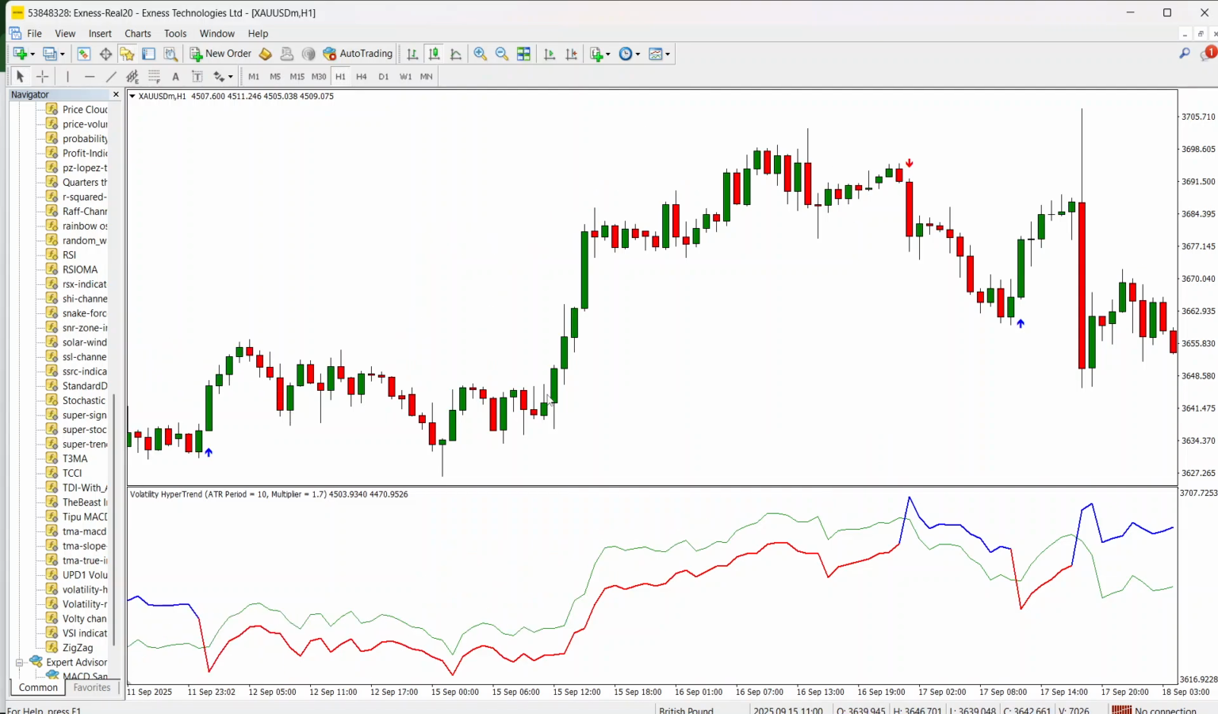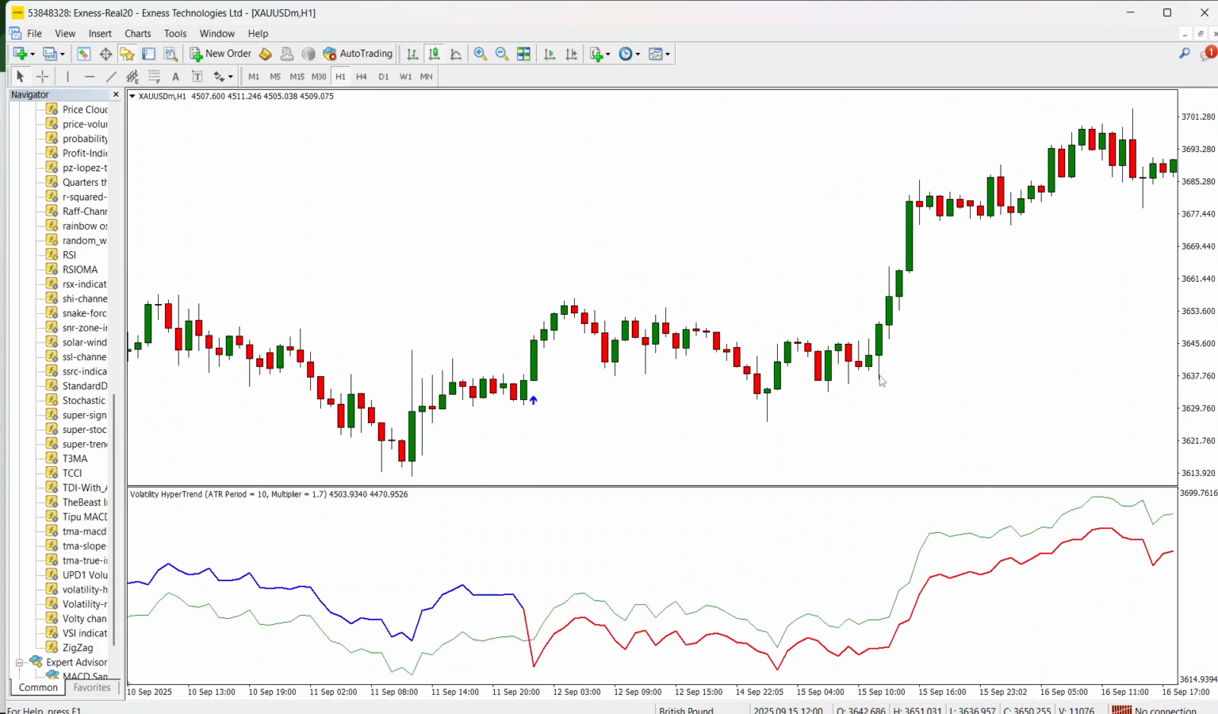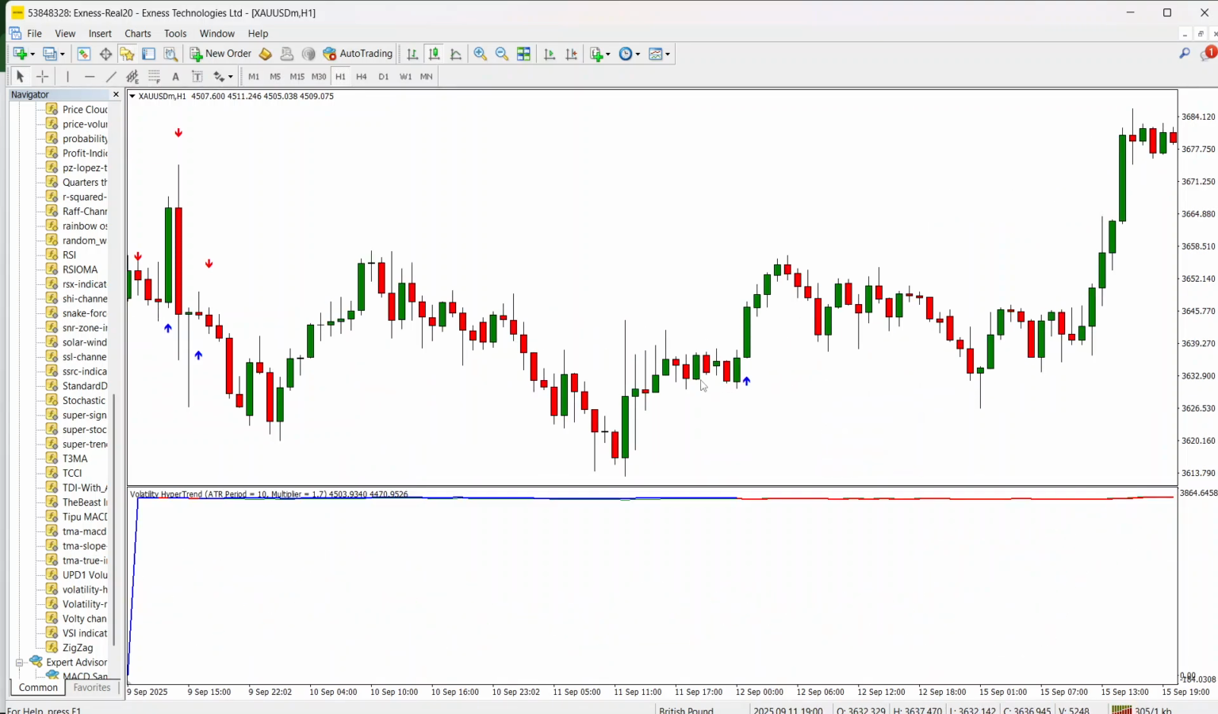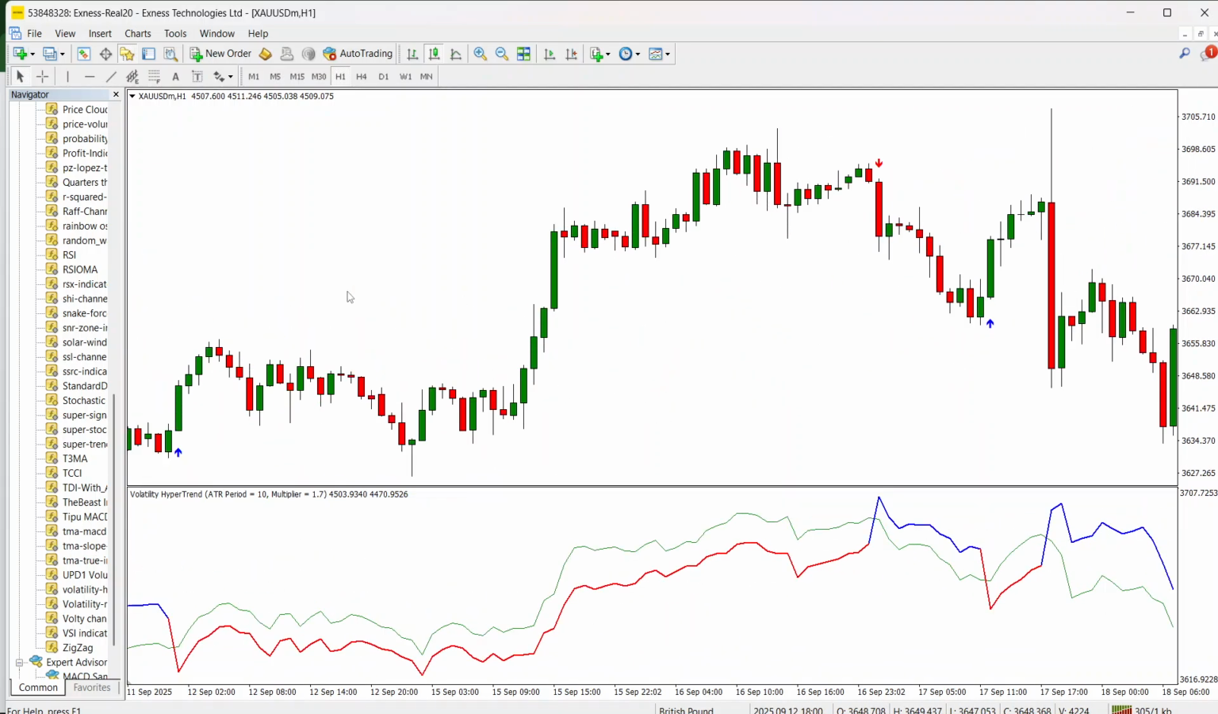On the chart, the volatility hypertrend displays blue upward pointing arrows to signal potential buy entries, such as here and here, and red downward pointing arrows to indicate sell opportunities, as you can see on the chart.